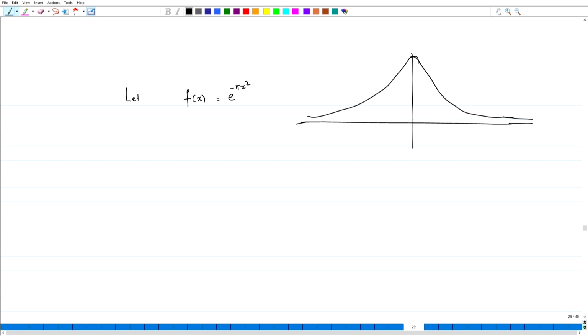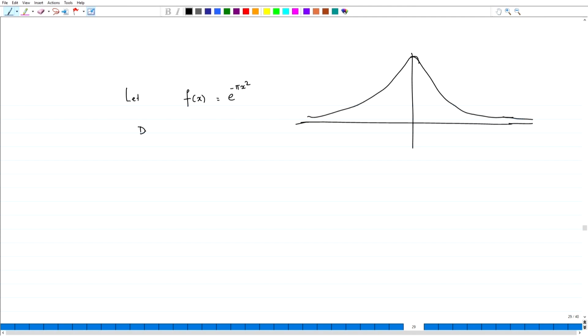Now, if we want to calculate the Fourier transform of that, one of the standard techniques is via complex integration. However, we will do it in a different way. So, define f hat of xi, which is defined as the integral from minus infinity to infinity of f of x e to the power minus 2 pi I x xi dx. Okay.